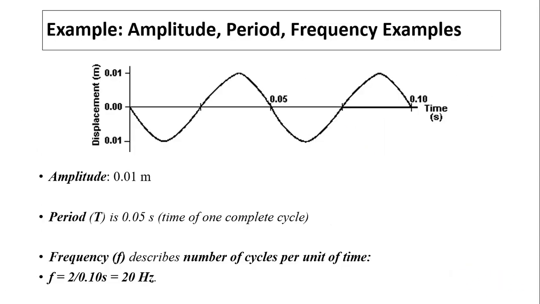Let's take a look at this example with amplitude, period, and frequency. In this example, the amplitude is from 0 to the highest position, 0.01, or to the lowest position, also 0.01 meters. The period is the time for one wave, which is one cycle. From here to here is the first cycle, which is 0.05 seconds, because this horizontal axis is in seconds. Frequency is the number of cycles per unit of time, so we have to calculate. This one shows 2 cycles in 0.1 seconds. So in 1 second, you would have 20 cycles. The frequency would be 20 hertz.